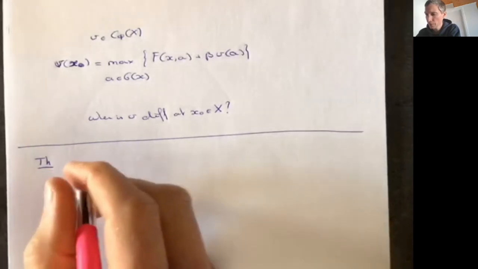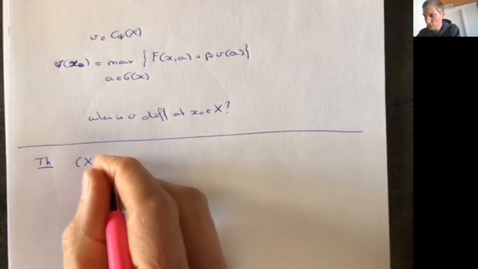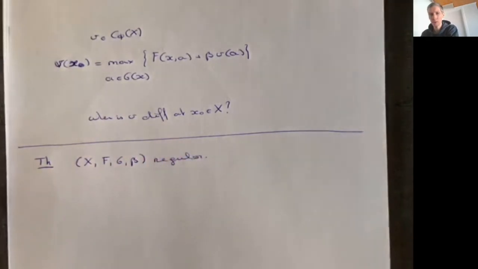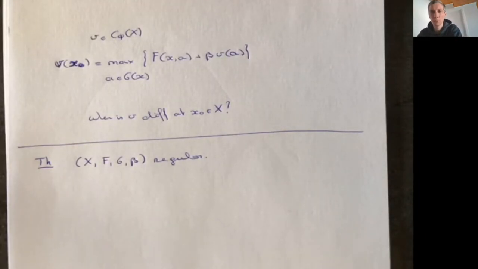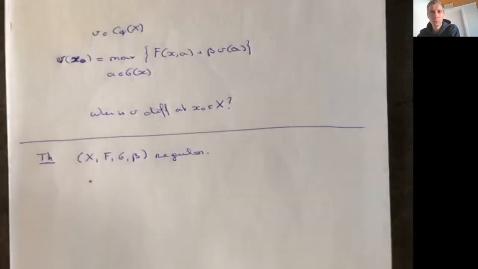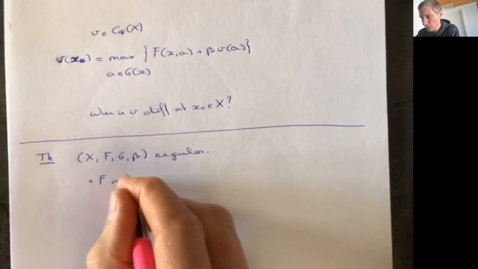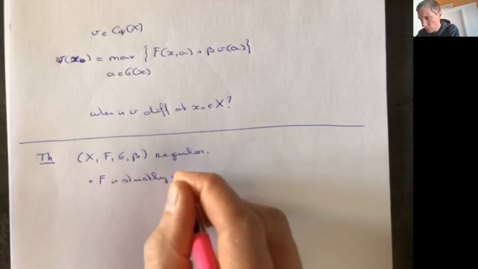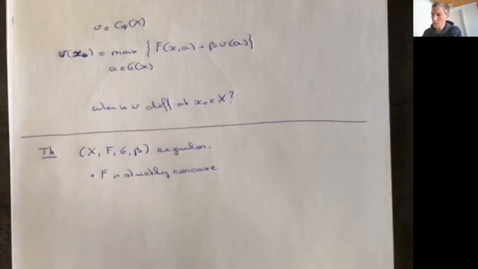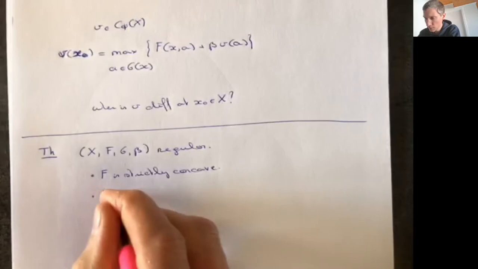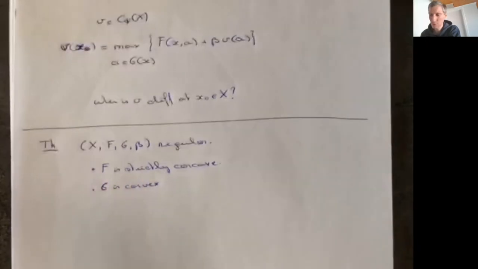So the theorem is the following. I'm going to take the problem (X, F, G, beta), and I'm going to assume that it's regular. So it satisfies all the assumptions for the Bellman equation to hold and to give the same solution as the infinite horizon optimization problem. That's regularity. And then I'm going to impose some assumptions that we have seen in the previous lecture. In particular, I'm going to assume that f is strictly concave, and that G is convex.